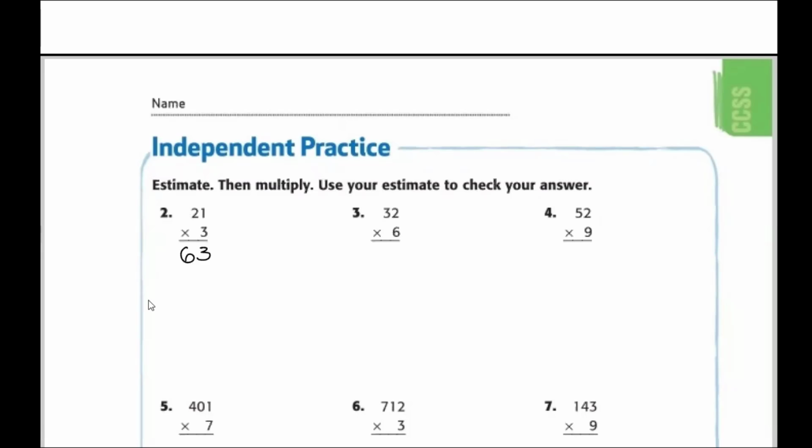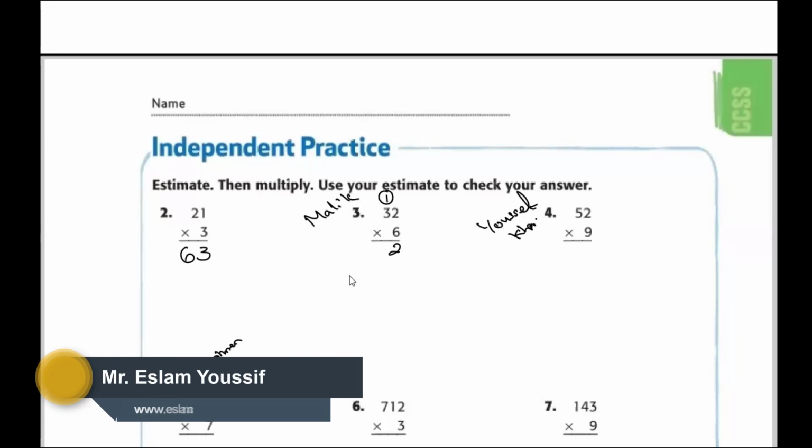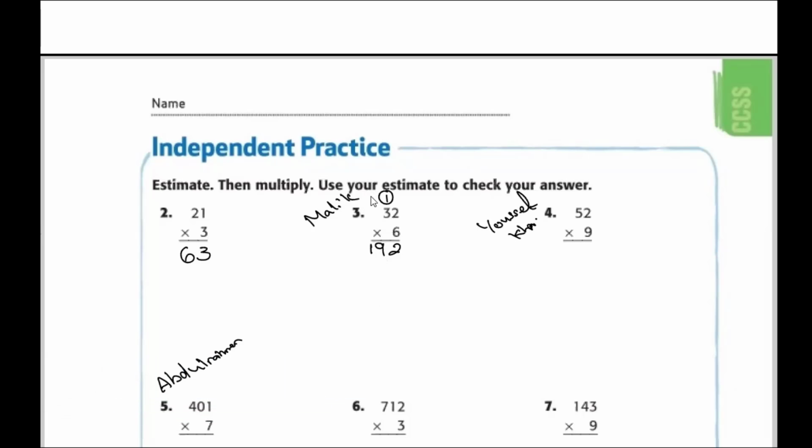Malik? Yes, sir. Then solve with me. 6 times 2 is 12. And then 6 times 3 is 18. 18 plus 1 equals 19. There is nothing to carry up. So the answer now will be 192.